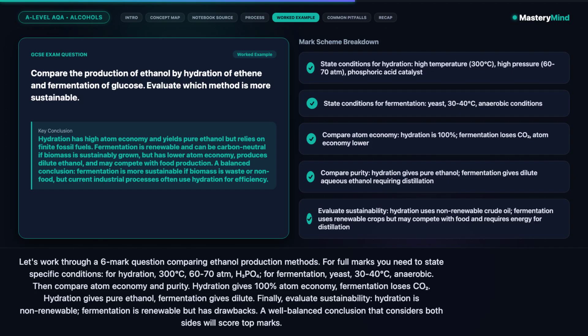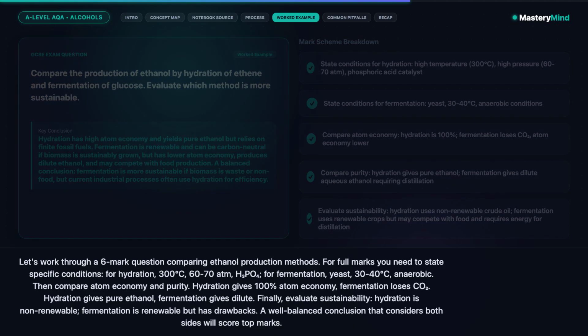Then compare atom economy and purity. Hydration gives 100% atom economy, fermentation loses CO2. Hydration gives pure ethanol, fermentation gives dilute. Finally, evaluate sustainability. Hydration is non-renewable, fermentation is renewable but has drawbacks. A well-balanced conclusion that considers both sides will score top marks.